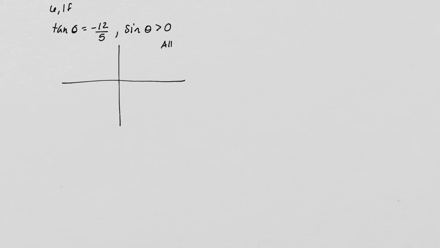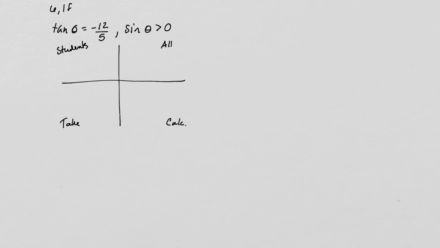Okay. So 6 says find the remaining trig values given that the tangent of theta equals minus 12 over 5, and they tell us that the sine of theta is greater than 0. Okay, so the first thing we have to do is figure out where this angle theta is. So this uses, if you remember, that mnemonic, all students take calculus, right? And that told us about which trig functions were positive where.